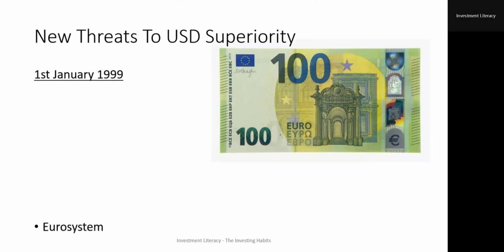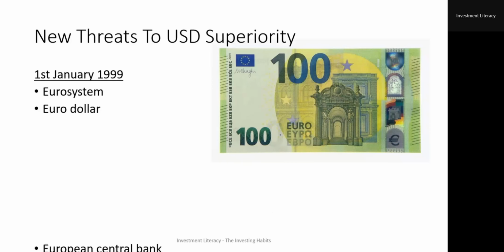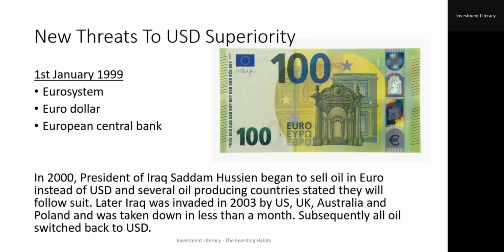In 1999, the Eurosystem was formed together with the euro and the European Central Bank. As you can see, the euro comes with a set of systems and the European Central Bank for payments and settlements purposes. So a currency used to come in one set.